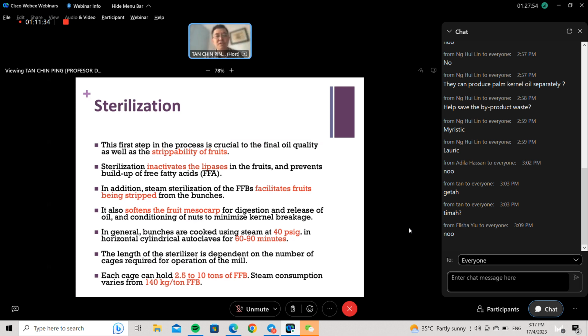So they are going to use usually about 140 kilograms of steam for each ton of FFB, or bunch. So steam consumption is high. To make the milling process more energy saving, you need to generate a lot of steam. So where do you get the fuel from to generate steam? From the boiler. You can also burn the empty bunches in that boiler, so that they generate heat to boil additional water to generate the steam for the sterilization process.